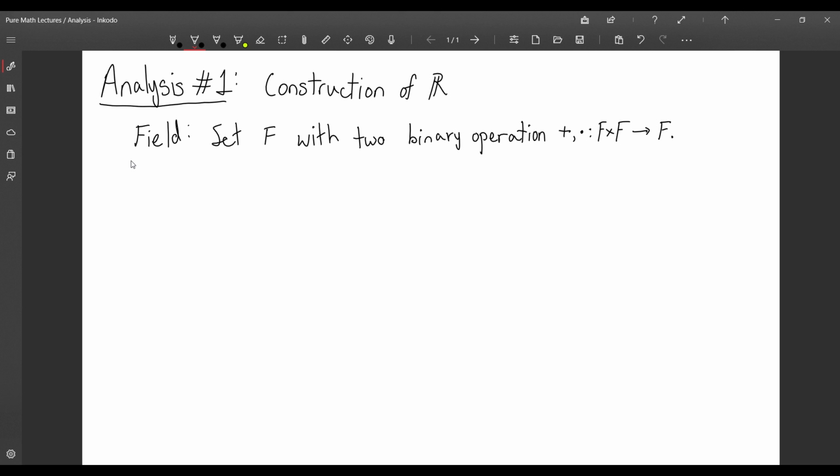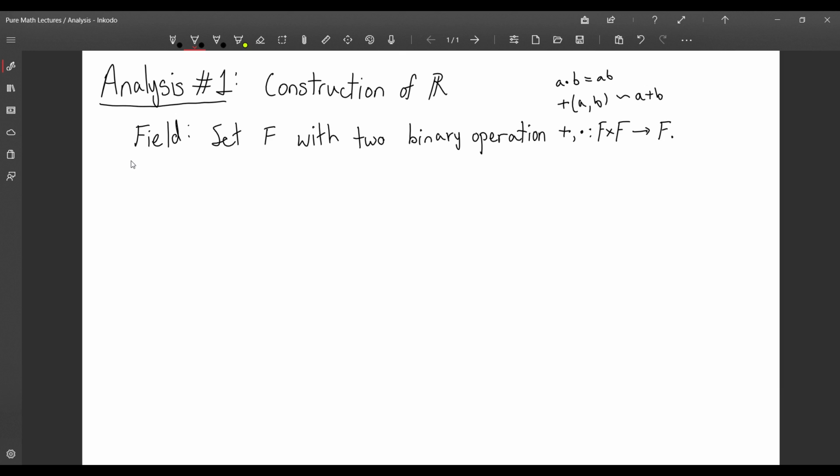So these are just functions, right? And instead of writing this as a function, like plus of a and b, we just write a plus b, right? We just write it as we normally would. And for multiplication, I'm usually going to be omitting the dot, and so instead of a dot b, I'll just write ab when it's clear.